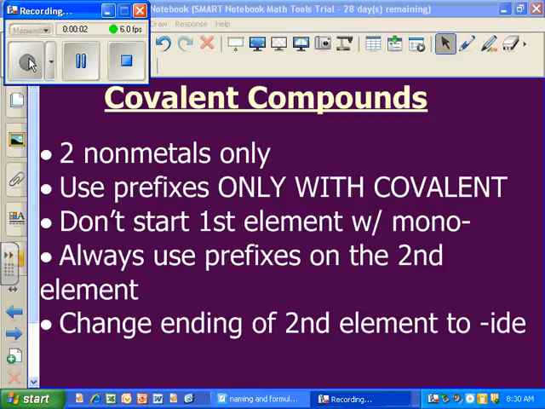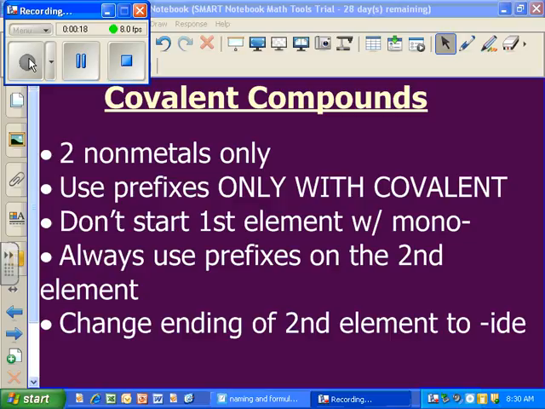So when you want to come up with formulas and names of covalent compounds, it's going to be very different from all the ionic compounds. Covalent compounds, as you know, contain two separate nonmetals. There are absolutely no metals in these formulas.